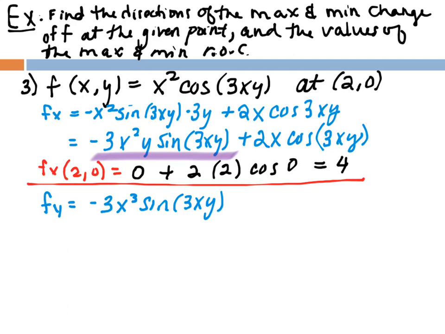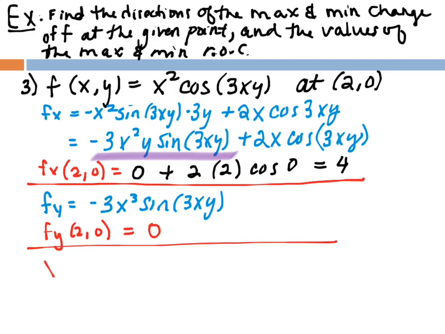And we're going to evaluate that one just like we did the last one. So this is f sub y at (2, 0). And what do I get from that? That's just 0. So this one's a 0 value. All right, so what does all that mean? Well, it means that I know my gradient. What is my gradient vector at (2, 0)? It's just (4, 0), exactly.